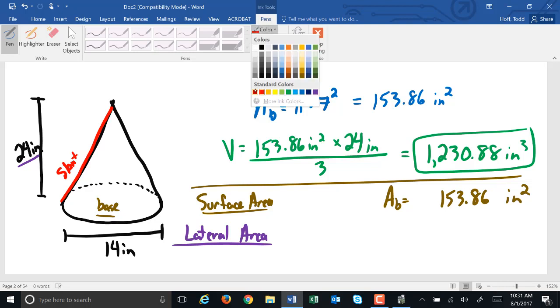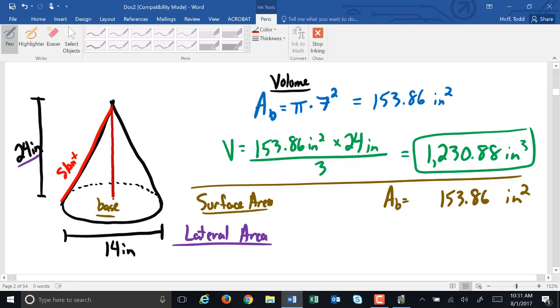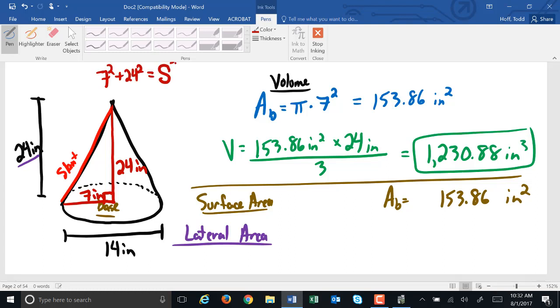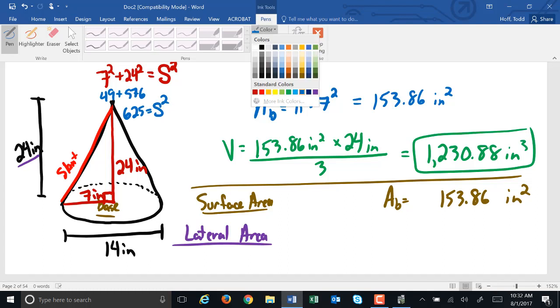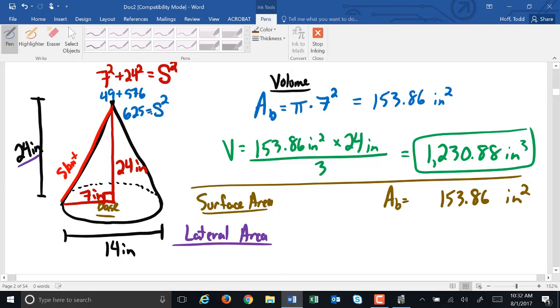And to find that slant, we will use the 24 squared along with the radius squared. Very good. So 7 squared plus 24 squared equals that slant squared. 49 plus 576, which is 625. When we square root that, we get that slant is 25 feet, or 25 inches.